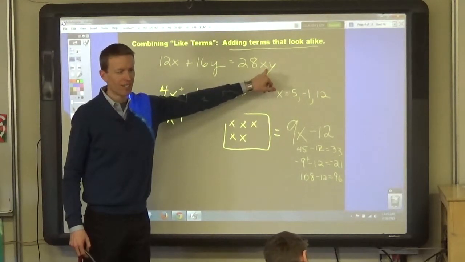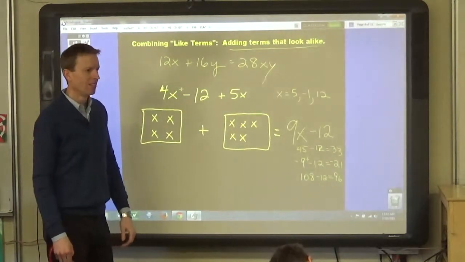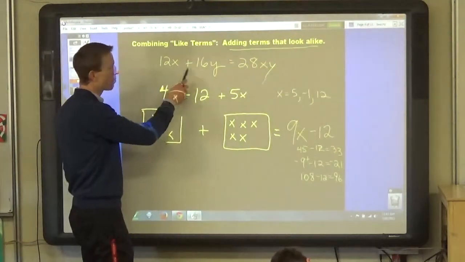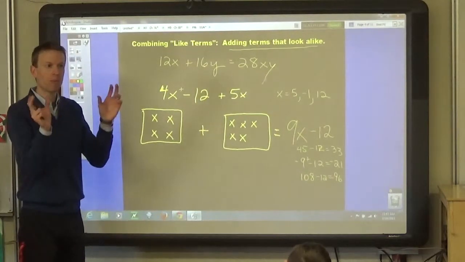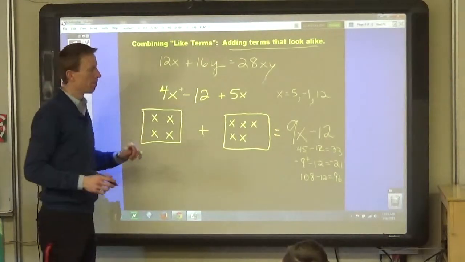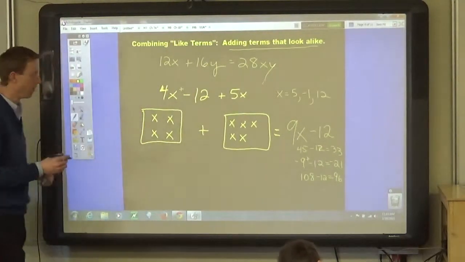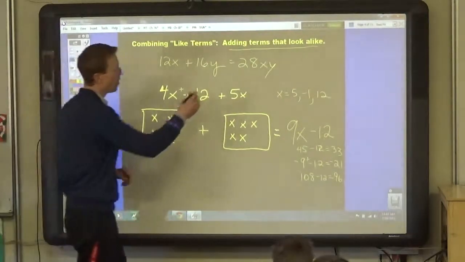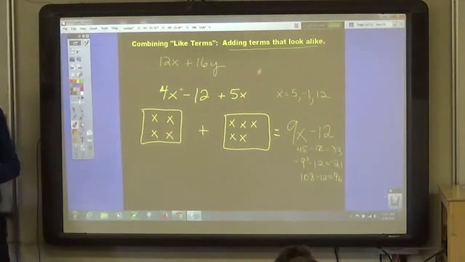Okay? They don't look alike. This isn't 28xy. This is just 12x plus 16y's. You have to keep them separate when they don't look alike. It would then be x squared, wouldn't it? Yep. So this is wrong. We can't combine like terms that way. Okay?